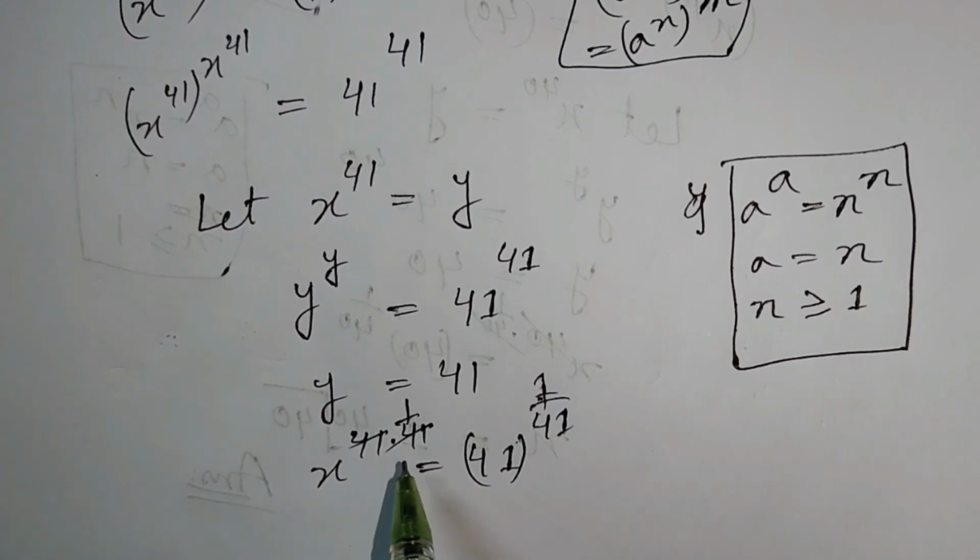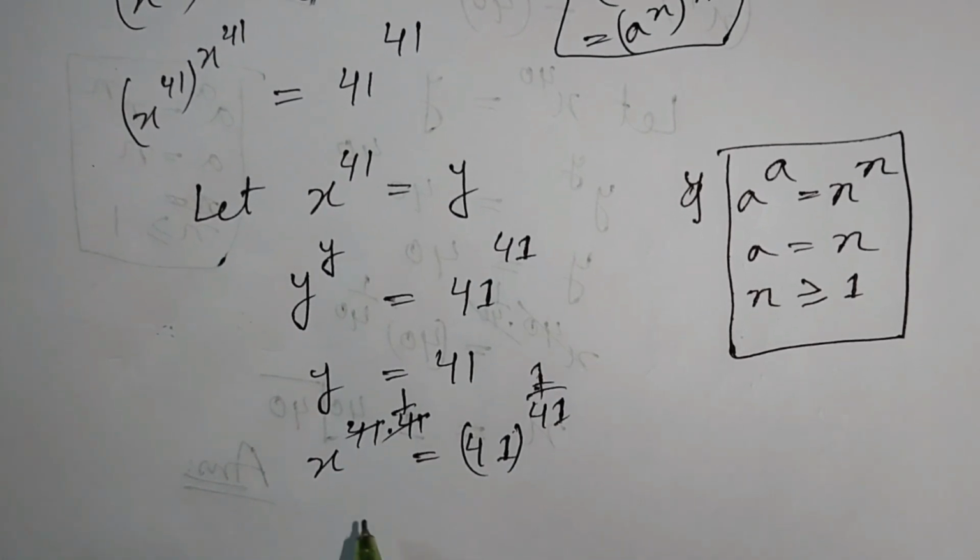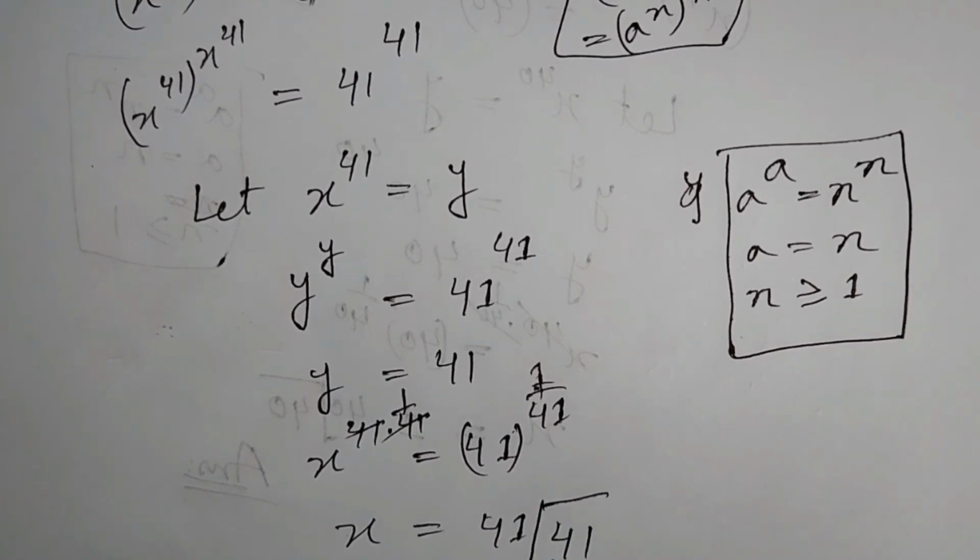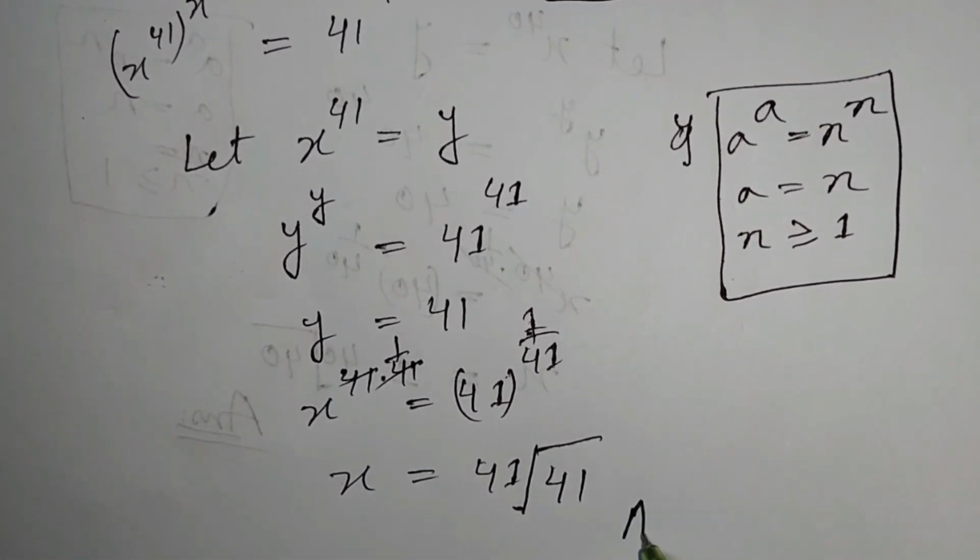41 will be cancelled. So we find the value of x is equal to 41st root of 41. This is the value of x.